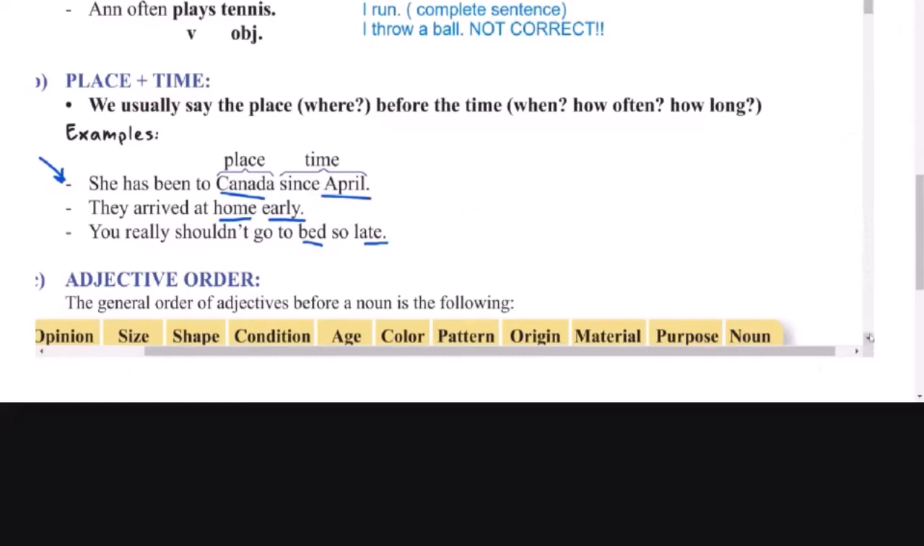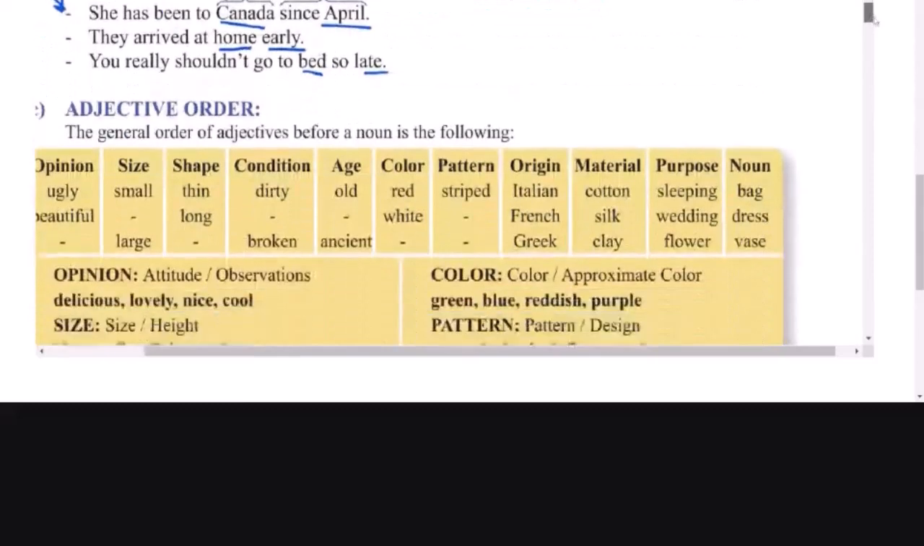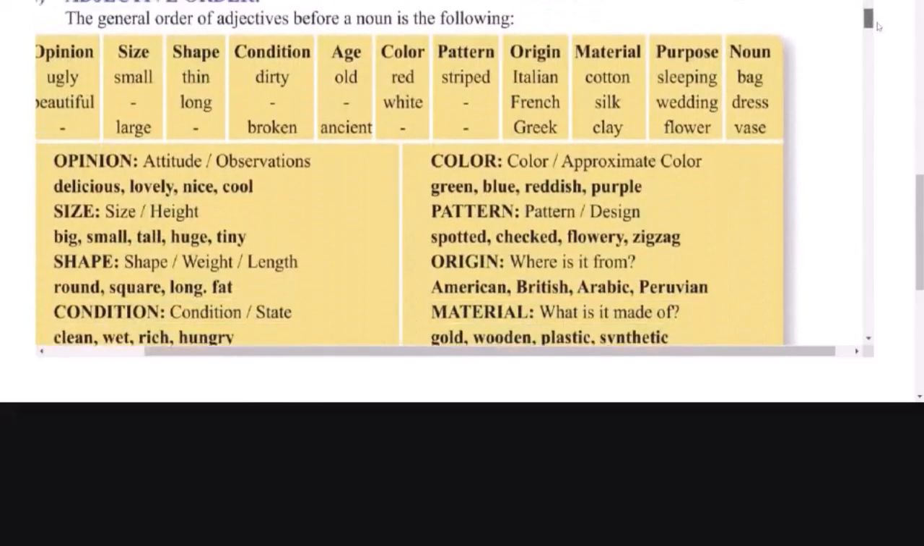Exactly. So that's what I want you to notice. Now here it says very clearly, I want to emphasize this. It says usually. It doesn't say always. Okay, usually. Sometimes in a different context, we can have a different order in a specific context. But usually, most times, it will be the place and then the time. Okay, and that's with that.